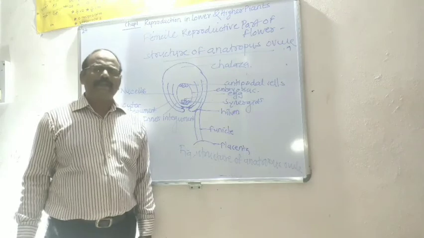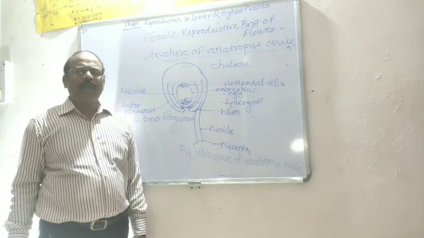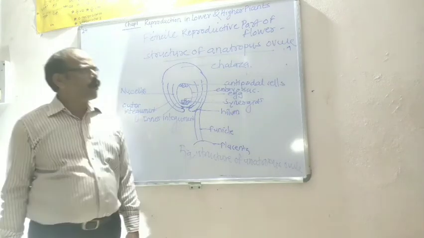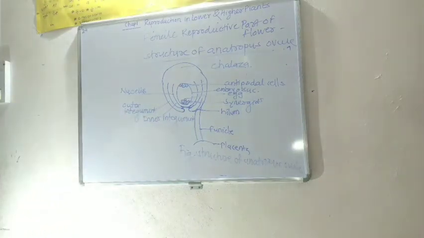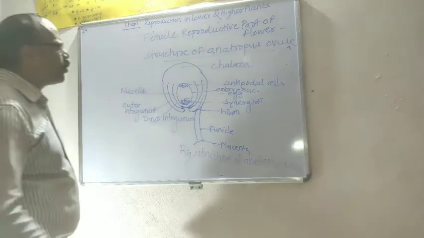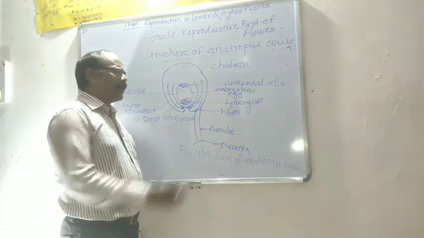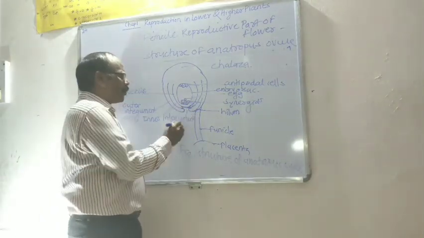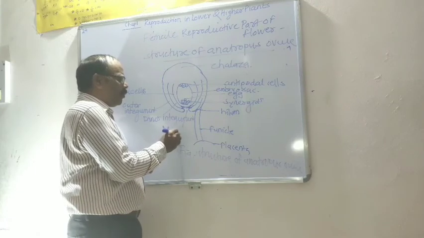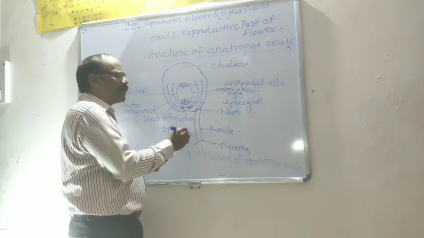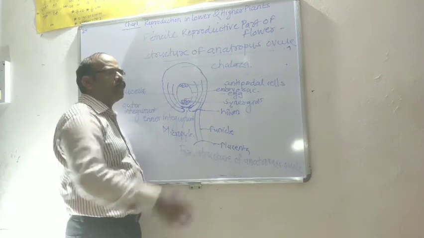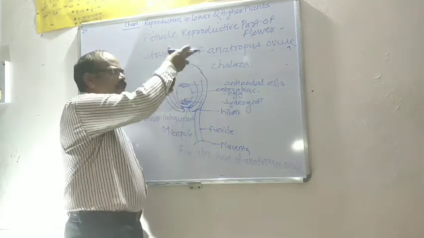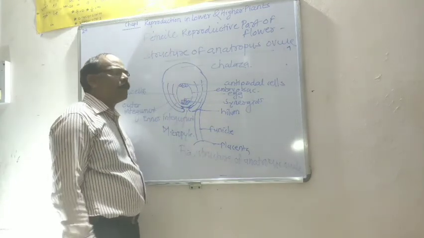Anatropous ovule is the characteristic of angiosperms. In angiosperms, the ovule is of anatropous form, which means the micropyle is downward in direction. In case of gymnospermic plants, orthotropous ovule is present. That means this ovule will be straight in position. That is called orthotropous ovule.